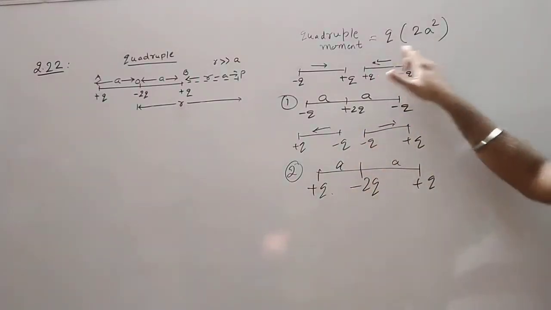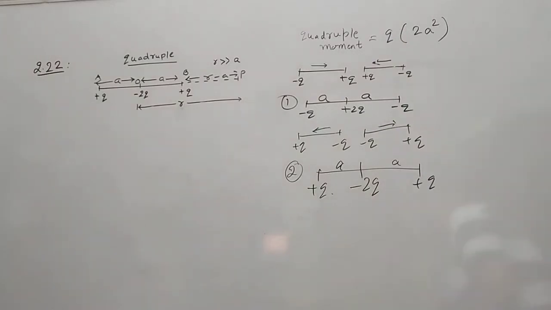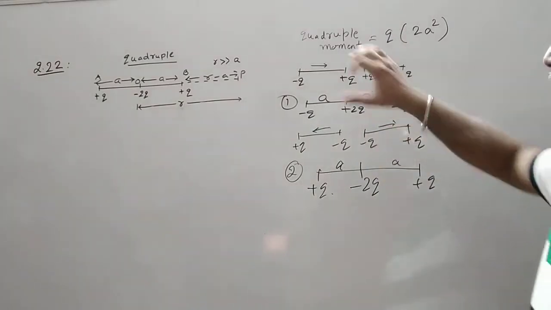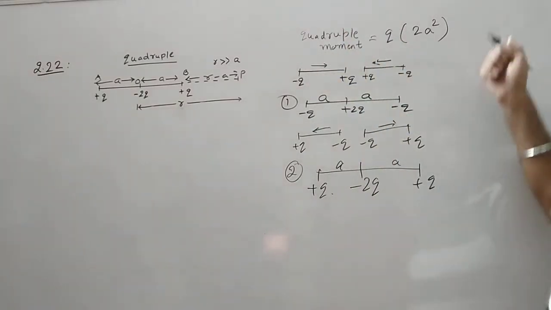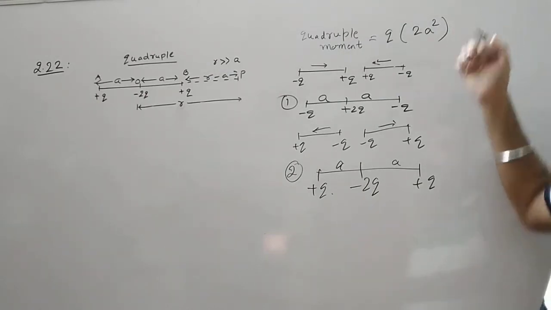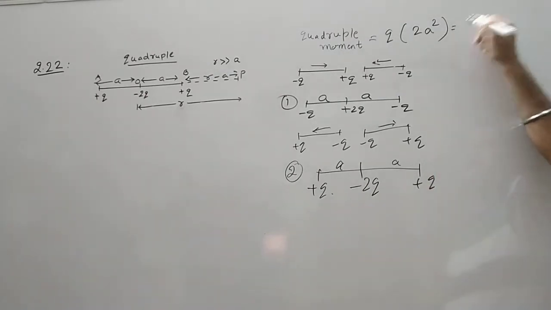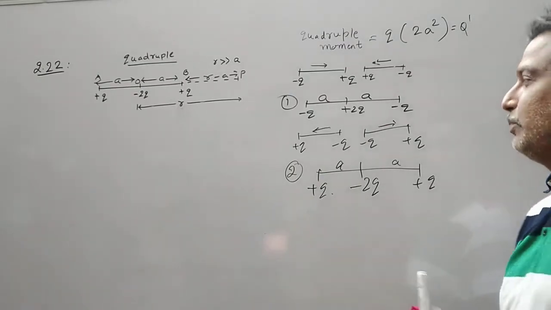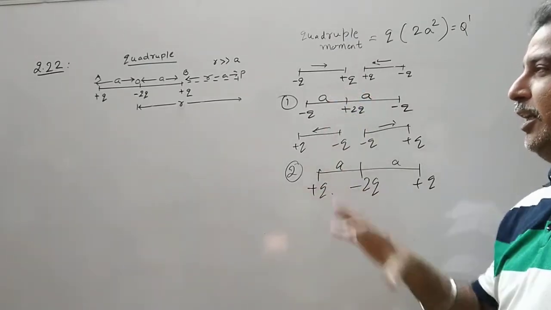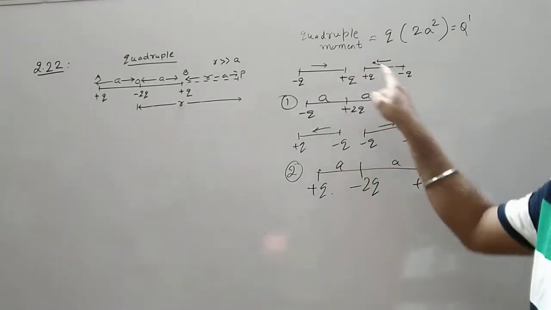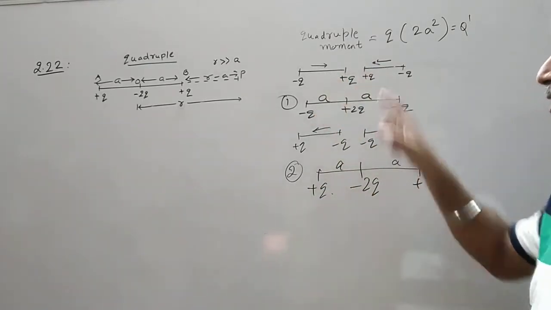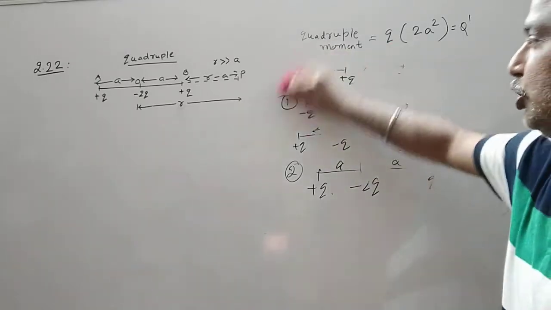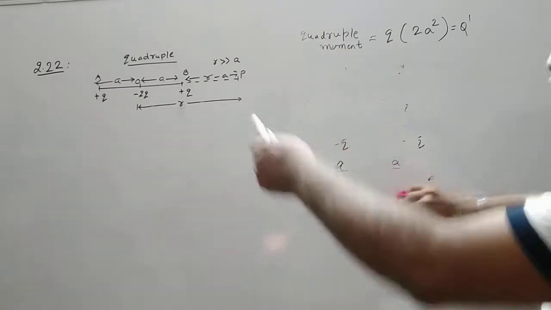So this quantity is a quadrupole moment, though there is no proper symbol for it. So generally let us denote it by any symbol, say capital Q dash, because we don't have a specific symbol. So it should be clear that a quadrupole is nothing but a system of two dipoles lined up in an opposite direction. Now let us come to the question.